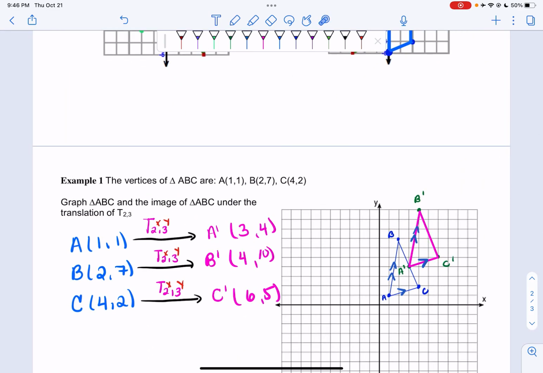If I look, my B and B prime are where they should be, C and C prime, and A and A prime are where they should be.